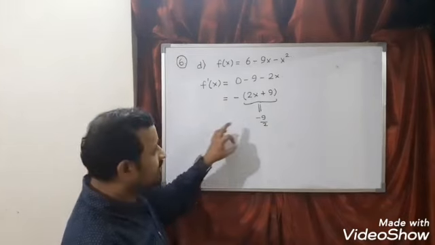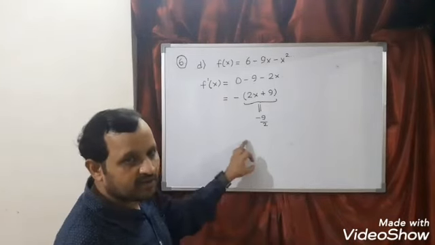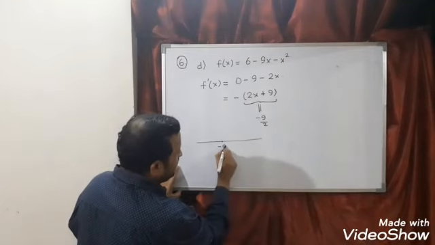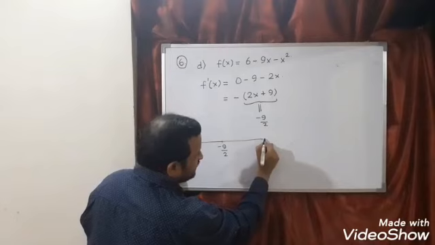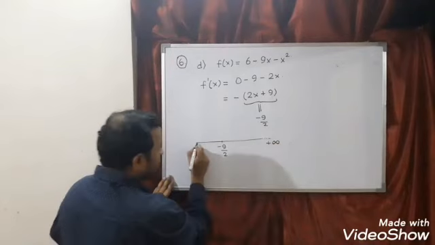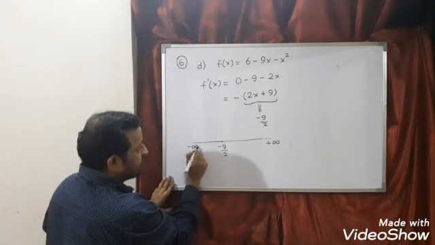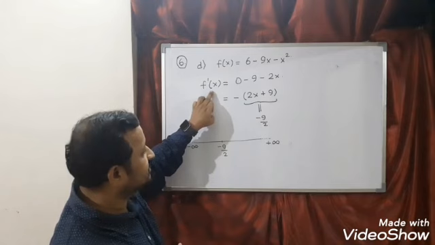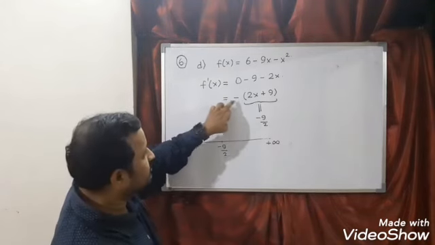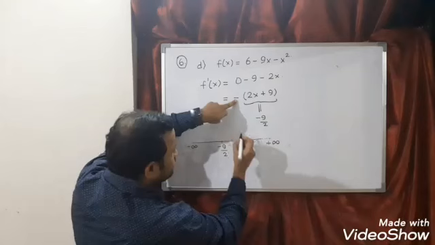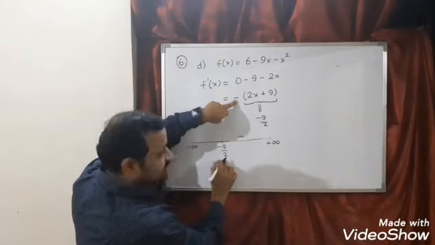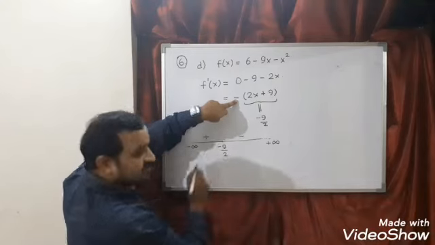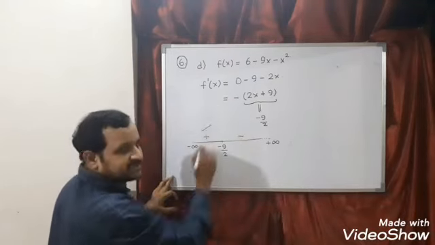Next step, find the critical points and plot all the critical points on the number line in increasing order. So here I can say minus 9 by 2. Here I can say plus infinity. Here minus infinity. What is the next step? Put the outside sign of f dash x after the largest critical point. So what is the outside sign here? Minus. So this minus you have to keep after the largest critical point and then alternate the sign. So this is minus and this is what? Plus.